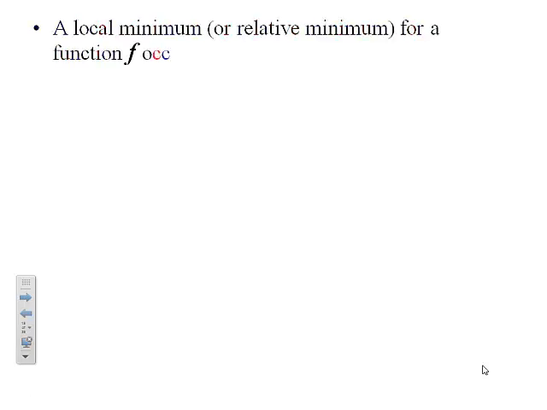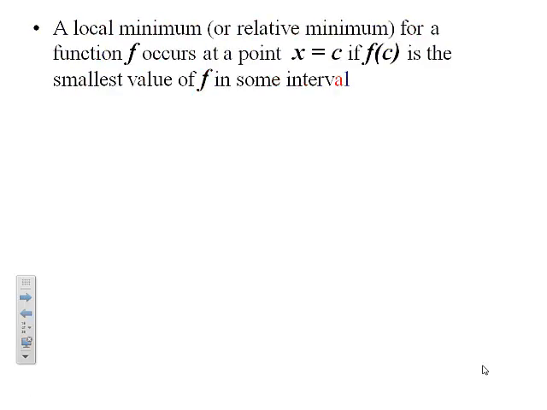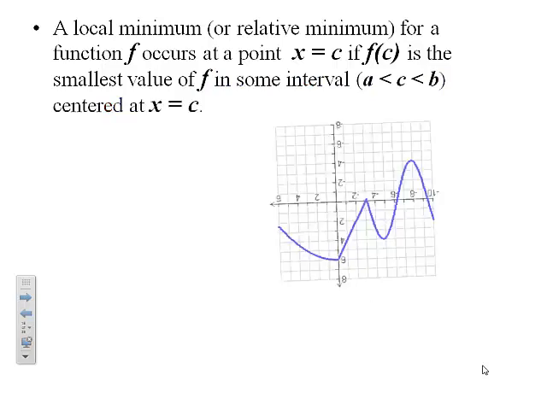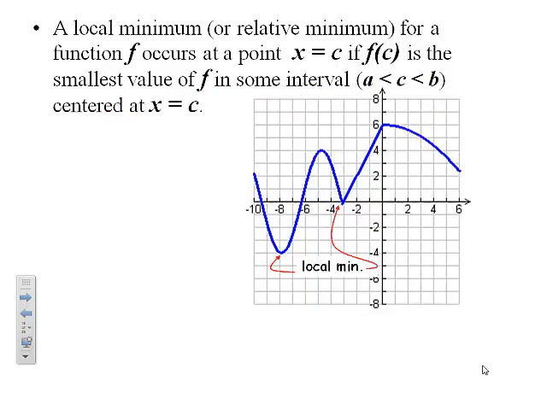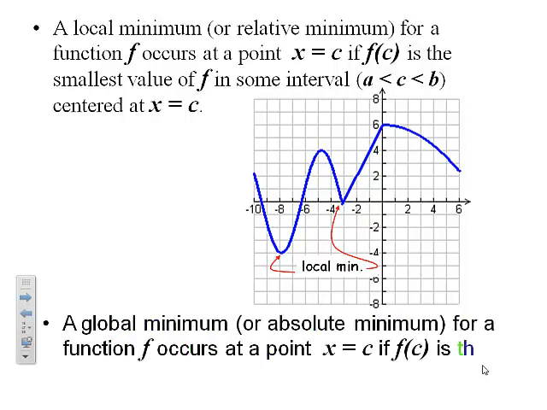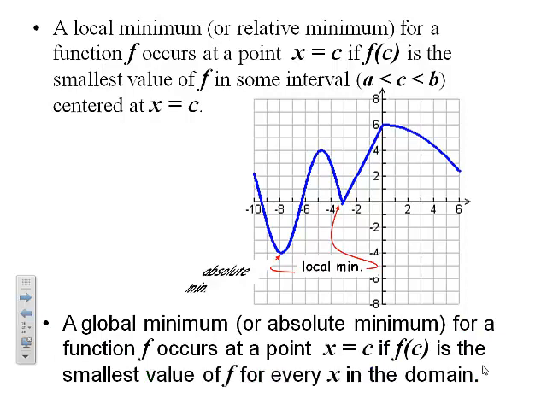Local minimums, you can imagine, are very similar to local maximums. A local minimum will occur at a point x equals c if it is the smallest value of f on some interval between a and b, and you see a picture there. A global minimum, or absolute minimum, will occur at a point where it is the smallest value of f for every x in the domain. So notice the difference between local and absolute minimums versus local and absolute maximums.